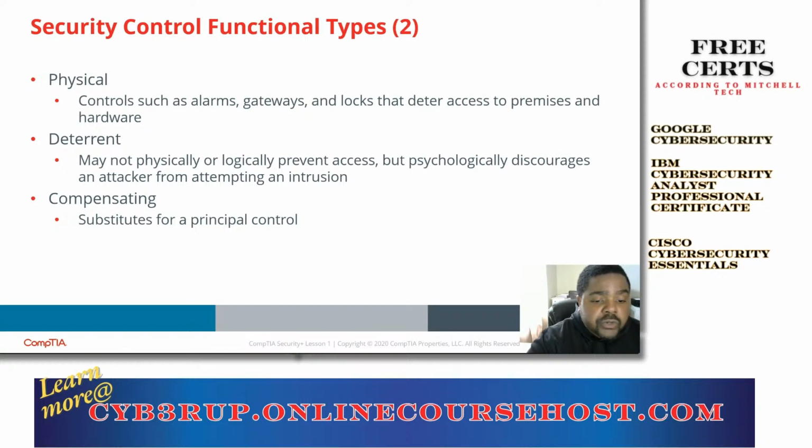We can have deterrence, things like signs such as "stay away" or "beware of electrical shock" or something like that. Something that we can put up and make noticeable to anybody who would want to cross the line and come onto the premises where they're not supposed to be. We can deter and actually discourage them from going through with their actions, right? And then we have a compensating control.